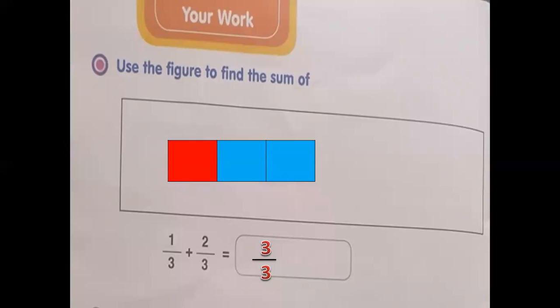On the next page, page 44, we are going to use the figure to find the sum. Here we have 1 over 3 plus 2 over 3. So what we are going to do, we are going to draw a rectangle with three equal parts. Then we are going to color one part with red and the two parts with blue, or any color you want. Then we're going to add 1 plus 2, 1, 2, 3. So 1 plus 2 equals 3, 3 over 3 because we don't add the denominator.